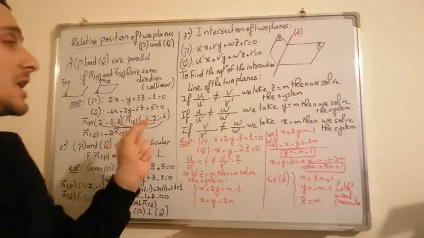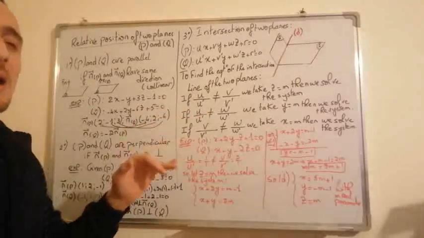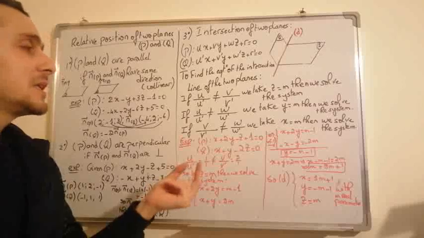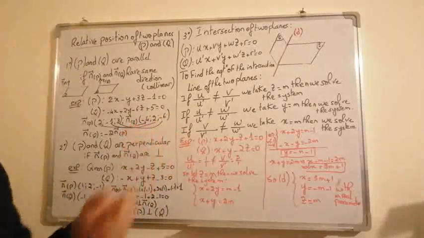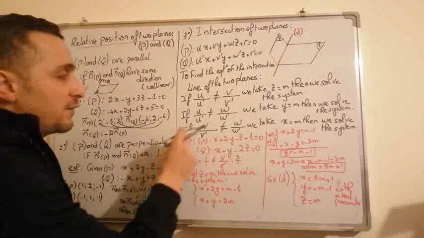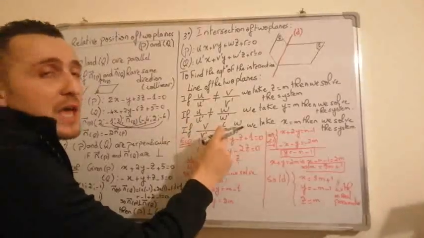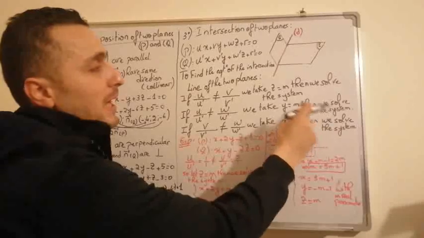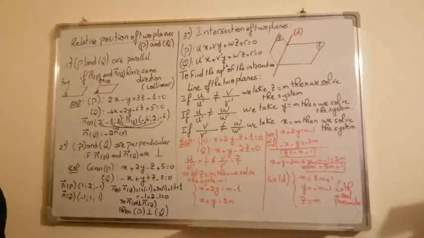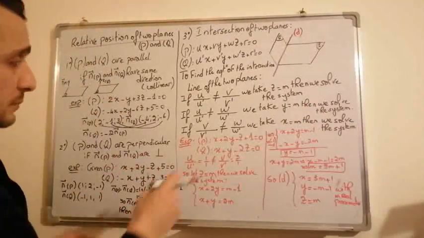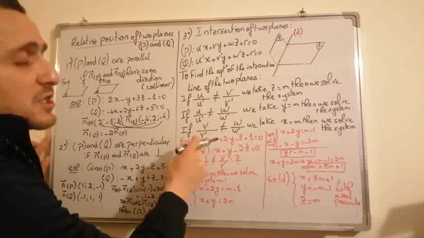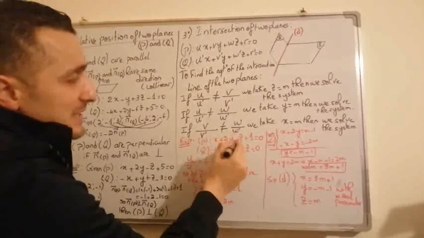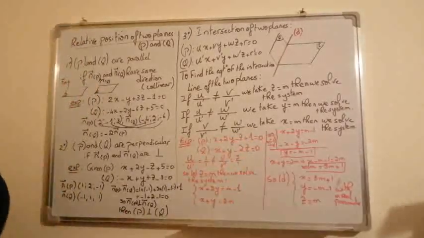Of course, guys, if we don't pay attention to the example I put on the board, we won't understand much, so we need to understand it well. You need to be patient a bit until we get to the example. If v over v prime is different than w over w prime, we take x equals m and we solve the system. Now let's see the example. Given the equation of plane P, x plus 2y minus z plus 1 equal to 0.